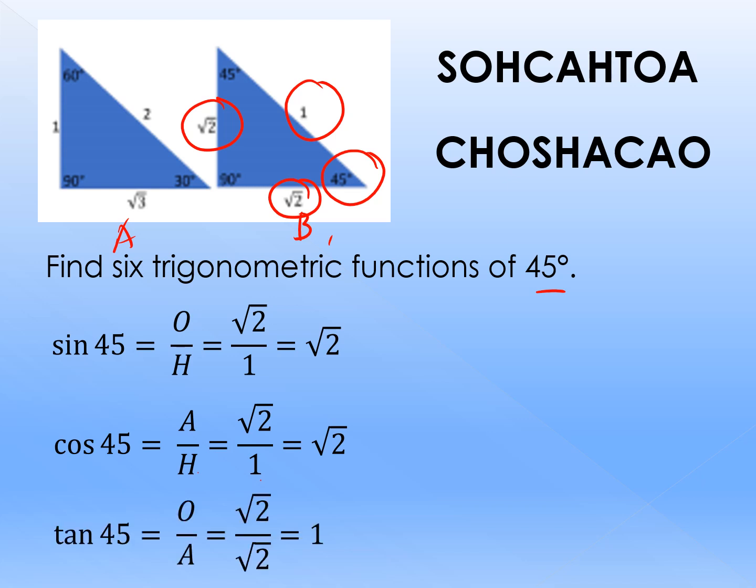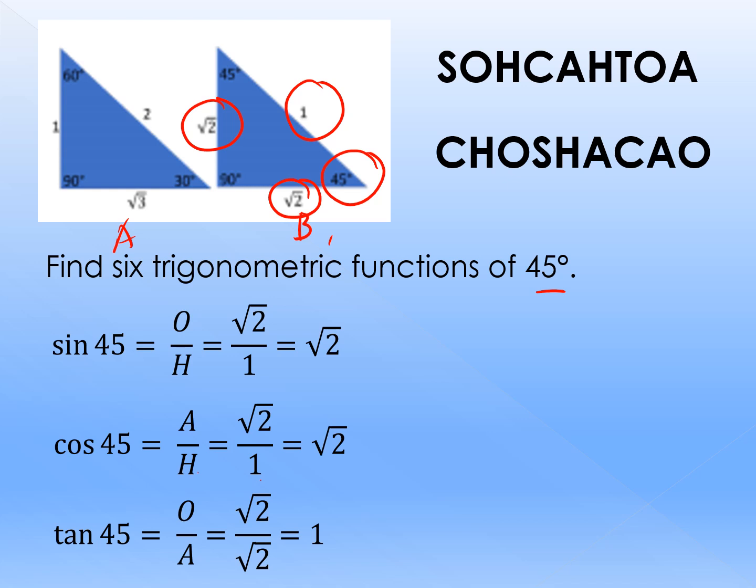Now, let's find the tangent. Tangent 45 is equal to opposite over adjacent. Opposite is equal to square root of 2, like what we discussed. And adjacent is equal to square root of 2. Thus, square root of 2 over square root of 2 is equal to 1. Therefore, tangent 45 is equal to 1.